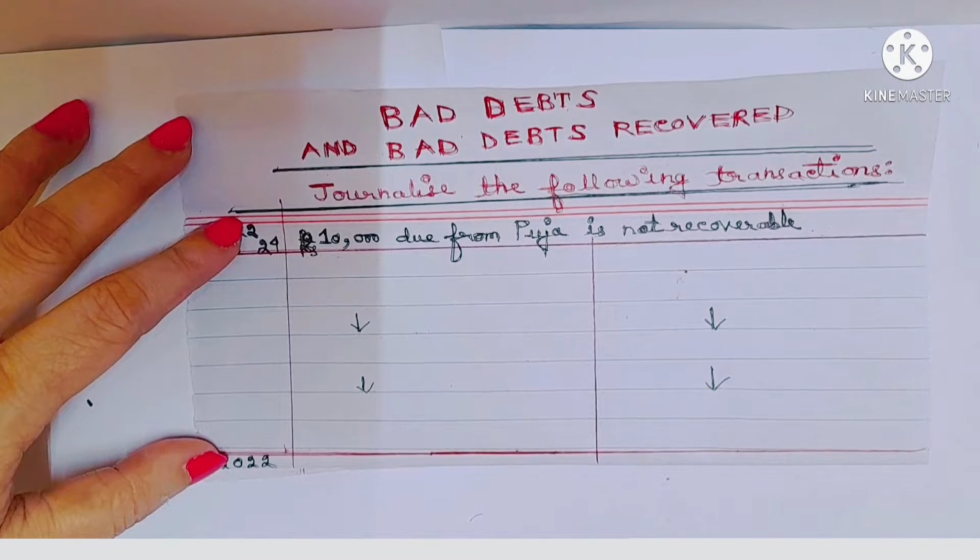In this video, I have discussed how to pass journal entries for bad debts and bad debts recovered. So let's get started.